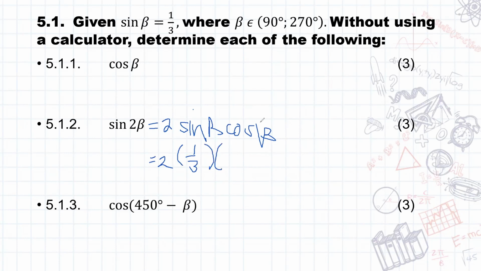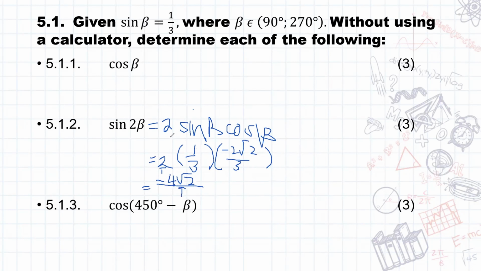And we've just found cos beta, which we saw was negative 2 square root 2 over 3. And now we just simplify. So we have 2 times 1 is 2, times negative 2 is negative 4 square root 2. And just remember this is over 1. So 1 times 3 is over 9. So that's our answer here.